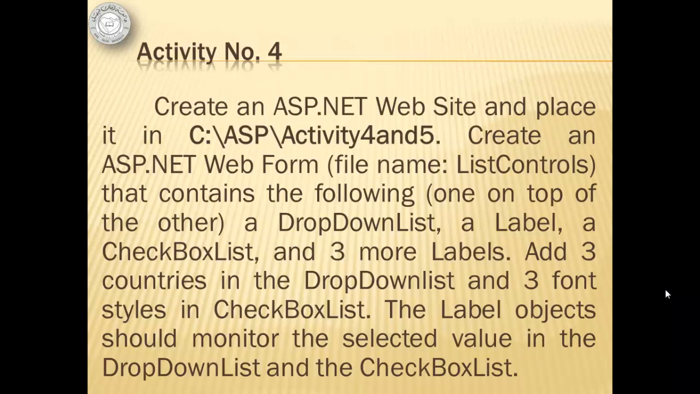We will create an ASP.NET website and place it in CASP Activity 4 and 5, and we will create an ASP.NET web form called List Controls that contains the following, one on top of the other: a drop-down list, a label, a checkbox list, and 3 more labels. We will add 3 countries in the drop-down list and 3 font styles in the checkbox list. The label object should monitor the selected value in the drop-down list and the checkbox list.